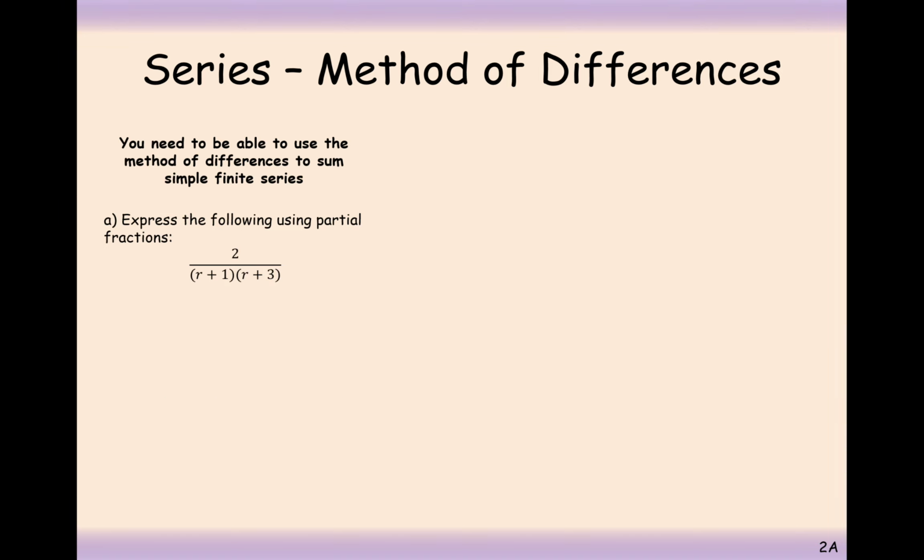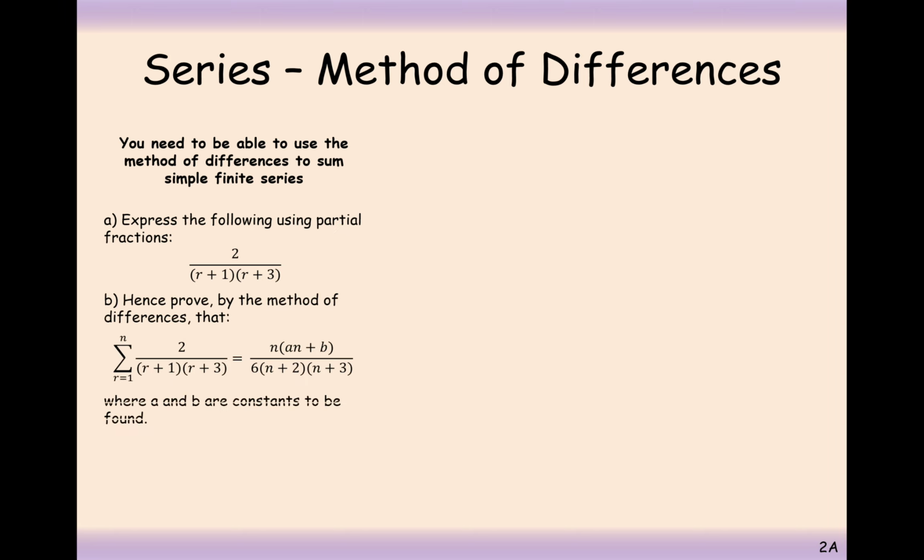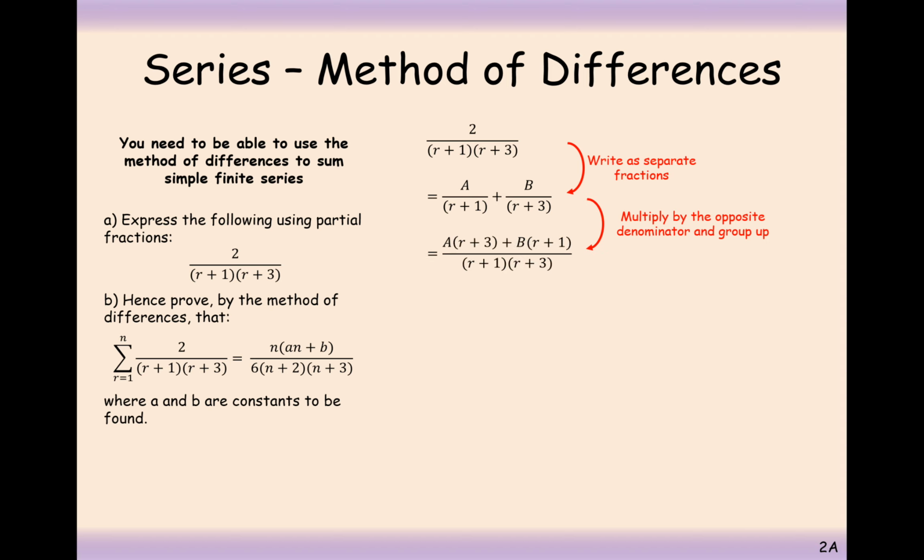Ooh, and we've just got one more to go then. Express the following using partial fractions, and then we'll do a method of differences on it. So first things first, do the partial fractions, so we'll split it into two separate fractions, and then equate the denominators so that we can add the fractions together. Then the numerators must match up with each other. These numerators here must match up with these numerators here. So substitute strategic values in to make this process a bit easier.